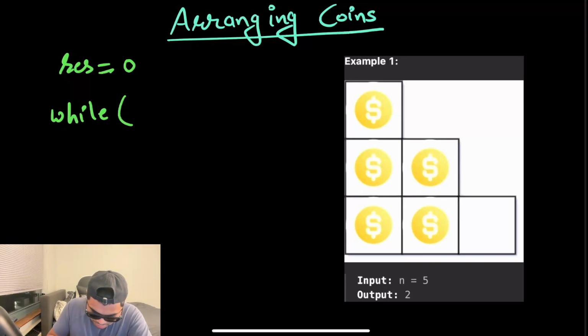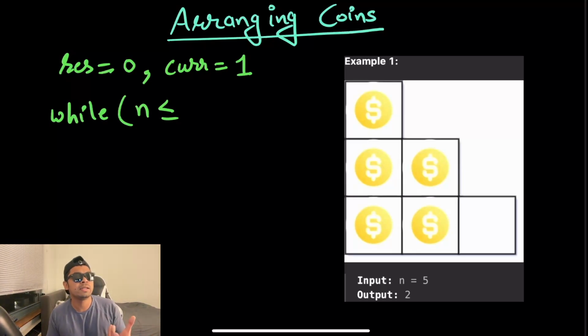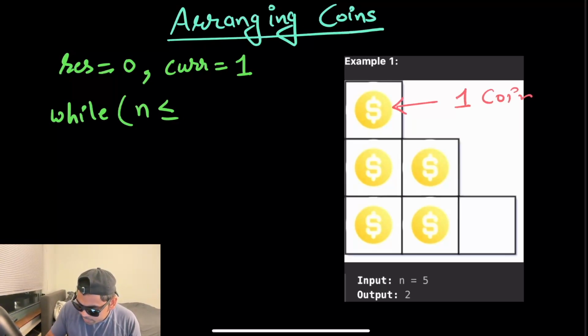that will run until n is less than or equal to, and let's have our current number. Initially, the current number will represent how many coins the current staircase is going to take. Result is how many complete staircases we have completed. Basically this is the number of coins that the current staircase will take. So initially it will start with 1 because our first staircase takes 1 coin. All right, second will take 2 coins.